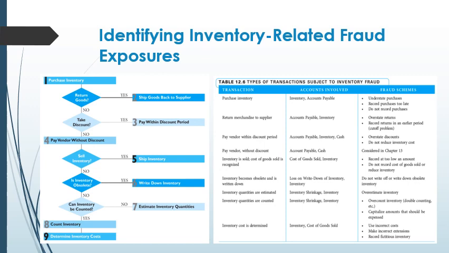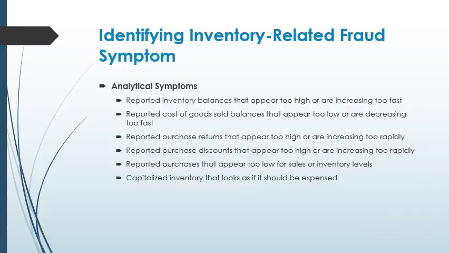The next transaction is inventory quantities are estimated. This affects inventory shrinkage or inventory, and this will overstate inventory. The next one is inventory quantities are counted, involving the inventory shrinkage account again and inventory accounts. And fraud schemes here overcount inventory or capitalize amounts that should be expensed. And finally, we have inventory cost is determined, and the accounts here are inventory accounts and cost of goods sold, and fraud schemes include use of incorrect costs, making incorrect extensions, and recording fictitious inventory.